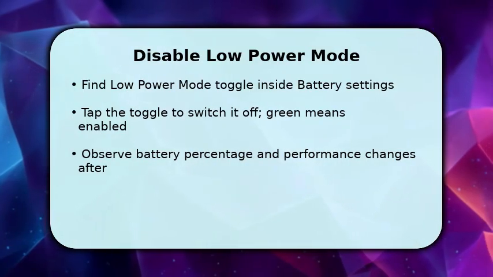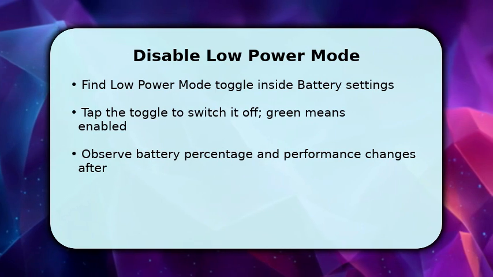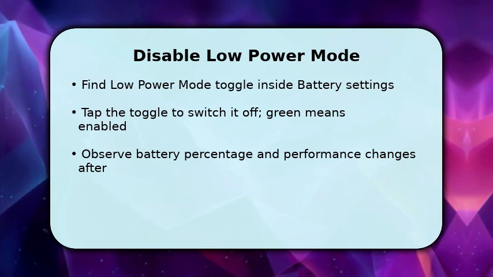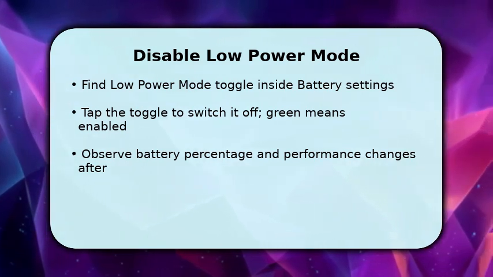Now you'll turn low power mode off. You see a toggle labeled low power mode. If it's green, the feature is on. Tap that toggle once to switch it off. You should immediately see the green disappear.